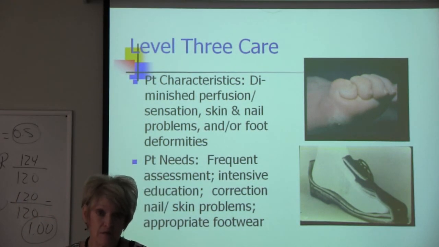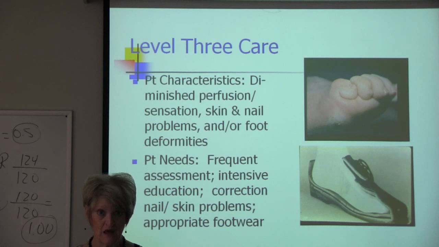Level 3 is the most complex. Clients who fall within level 3 frequently have diminished perfusion, so they may have only faintly palpable pulses or non-palpable pulses, low ABI. They may have loss of protective sensation. They may be insensate. They frequently have skin and nail problems, and they frequently have foot deformities.